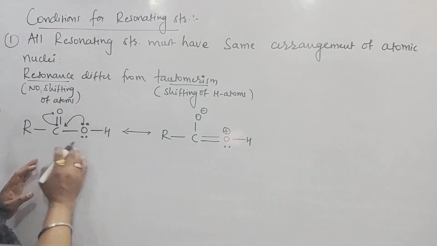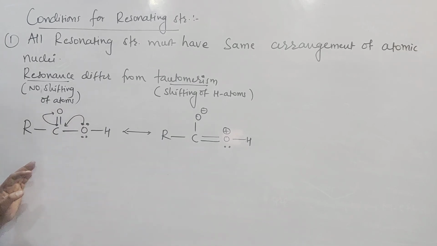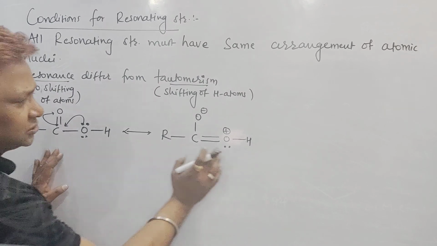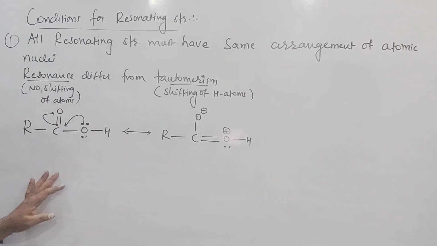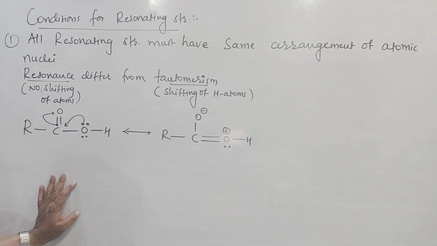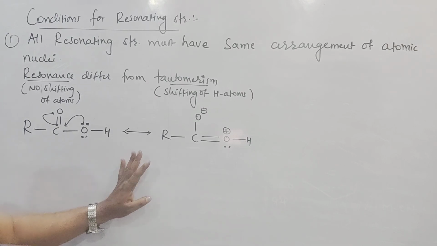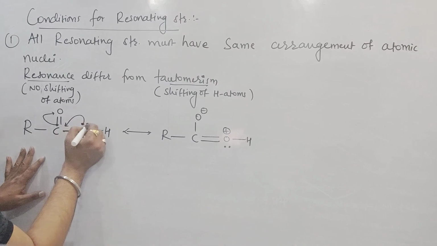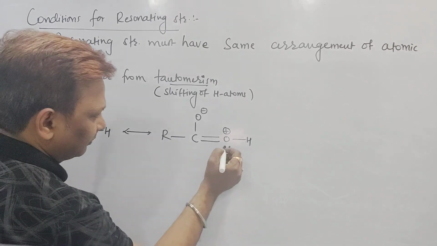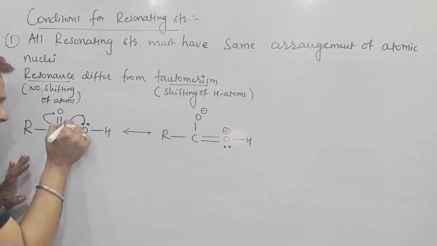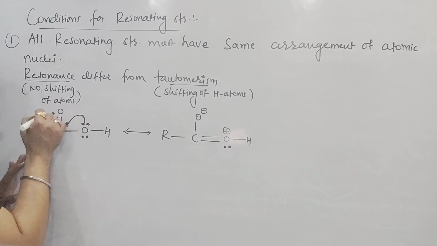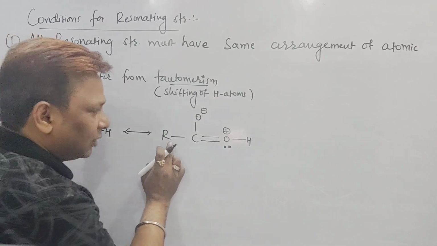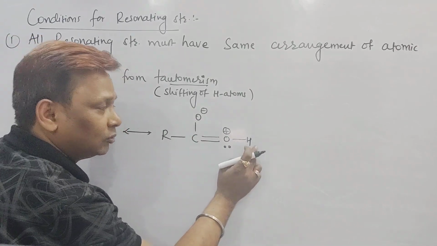But these two are resonating to each other. But what did you see? Only shifting of lone pair or pi electron takes place. There will be no shifting of the atom. Right? The positive charge of the atomic nuclei of the first one and the second one are the same. Because you can see here, in this case we are having lone pairs, but here also lone pair. Only this lone pair can be transferred here and pi electrons can be transferred here. But all the atoms are in their own position. All the atoms are there in their own position.